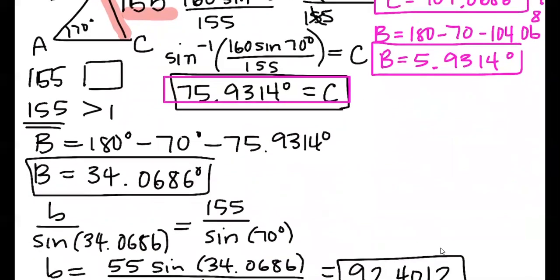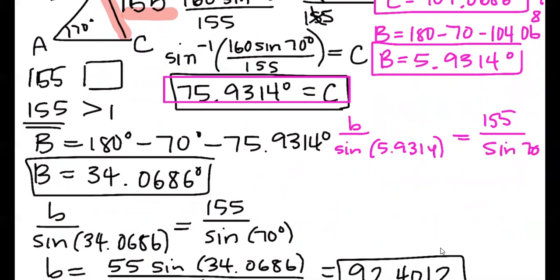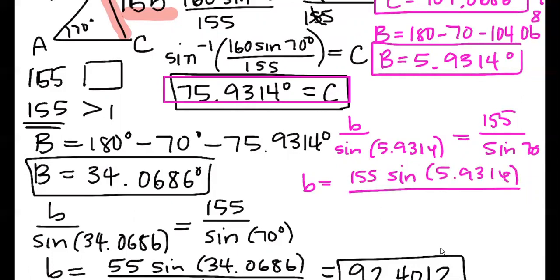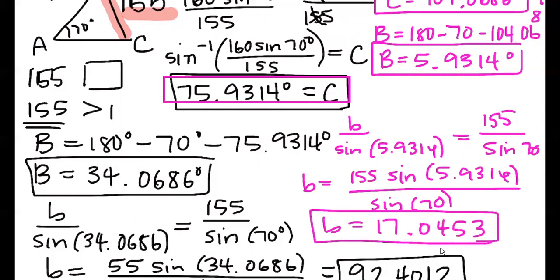Okay, let's find side B. Again, we'll use law of sines for that. So side B divided by the sine of 5.9314 is equal to our pairing that we were given, 155 over the sine of 70. So side B is 155 cross multiplied times the sine of 5.9314 divided by the sine of 70, and side B ends up being 17.0453 units long.